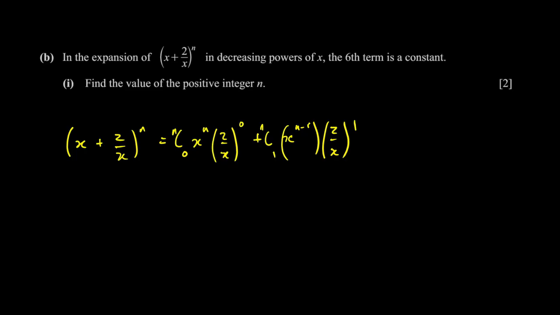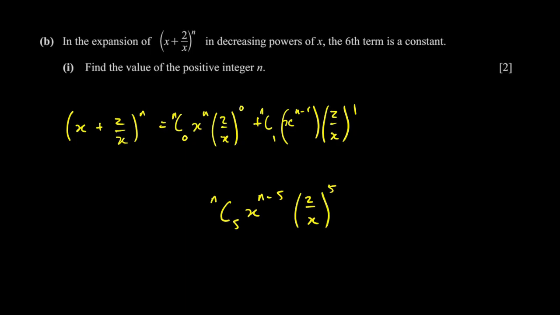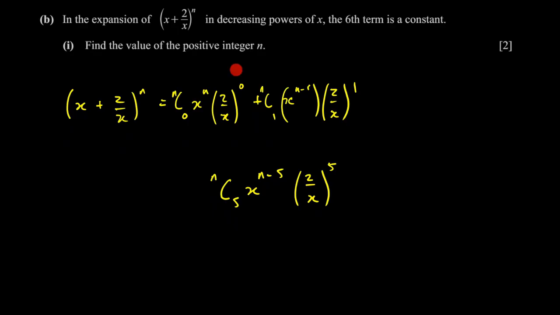So what's the sixth term going to be? Well, the sixth term is going to be nC5, because we've got to subtract 1. x to the power of n minus 5, 2 upon x to the power of 5. The key thing for you to understand is that just as this is the first term and this is 0 and that's 0, and this is the second term and that's 1 and that's 1, for the sixth term we need a 5 here and a 5 here. That's the key thing. So we've got the sixth term.